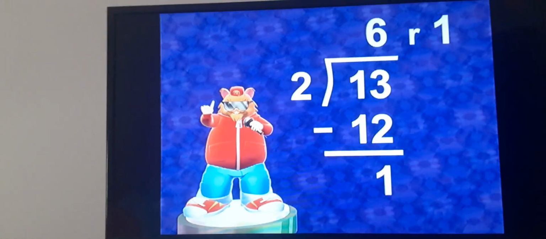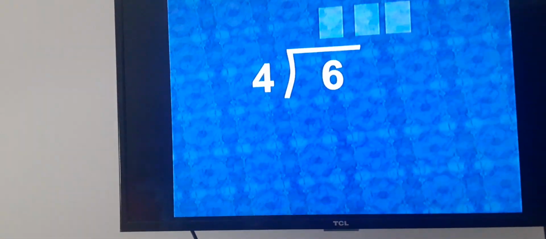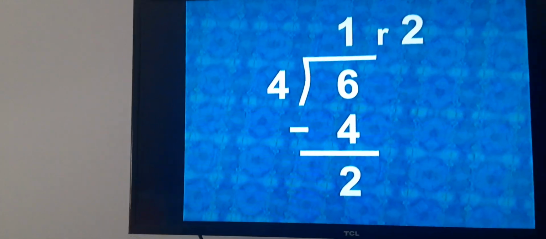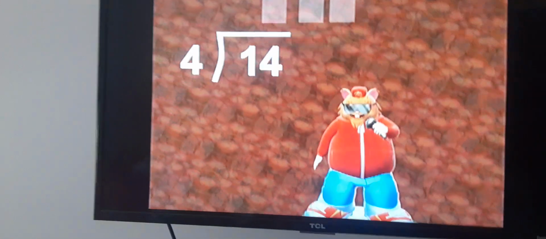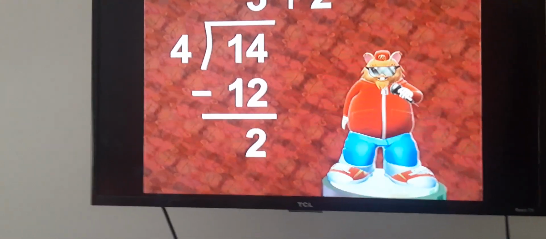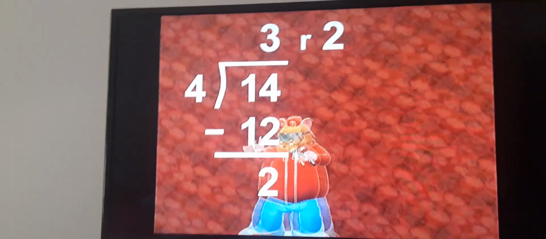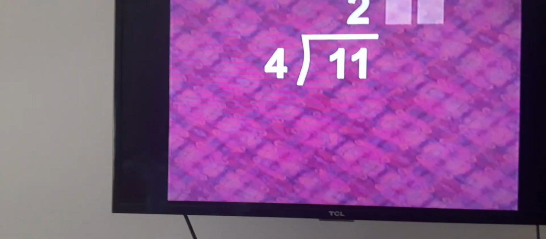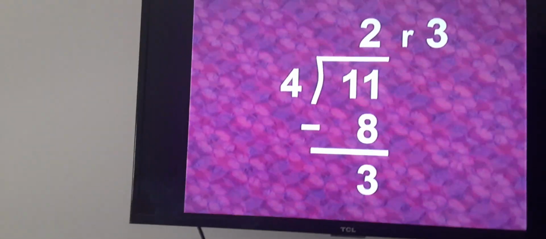Remainder of 1. 6 divided by 4 is 1, remainder of 2. 18 divided by 3 is 6, no remainder. 14 divided by 4 is 3, remainder of 2. 11 divided by 4 is 2, remainder of 3.